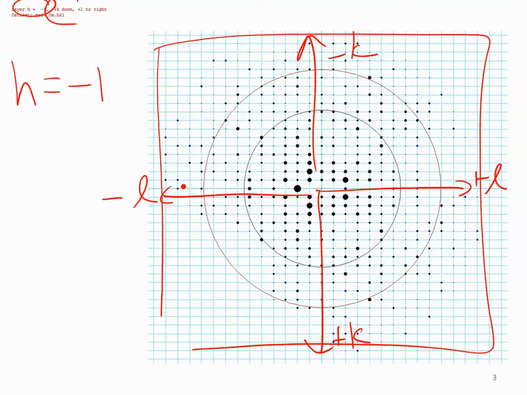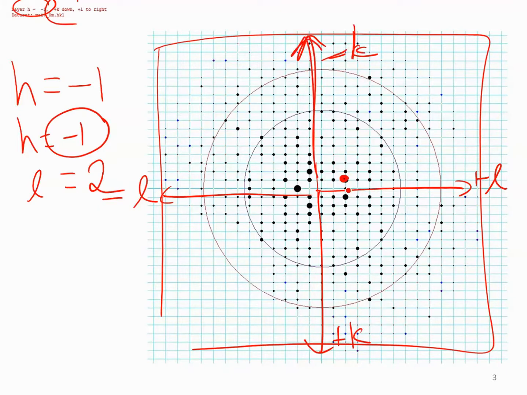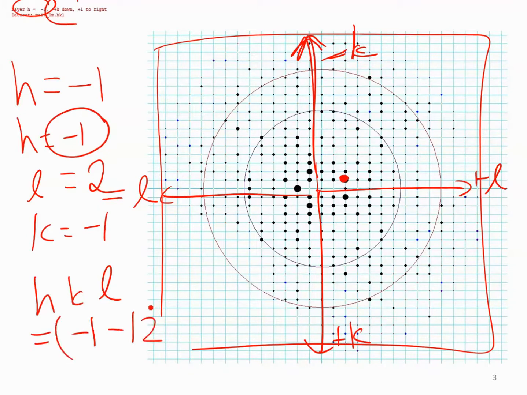Let's say for this spot, h equal to -1, always -1, and then L is 1, 2. So L equal to +2, and then K equal to -1, because in this direction is negative K, so K equal to -1. So the HKL equal to -1, -1, 2 for this spot. This HKL basically is just a reciprocal lattice axis.